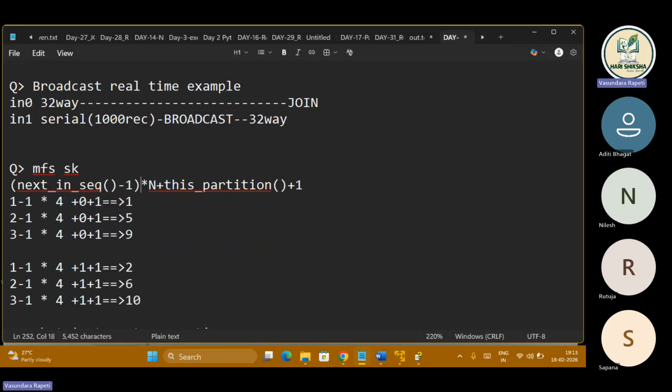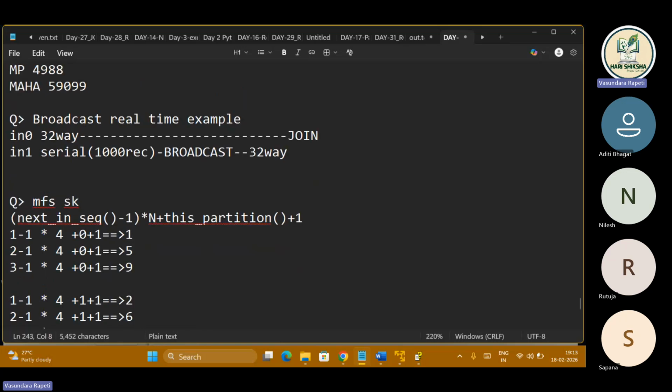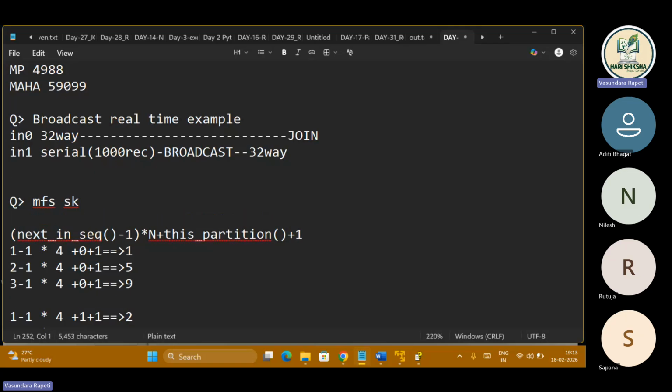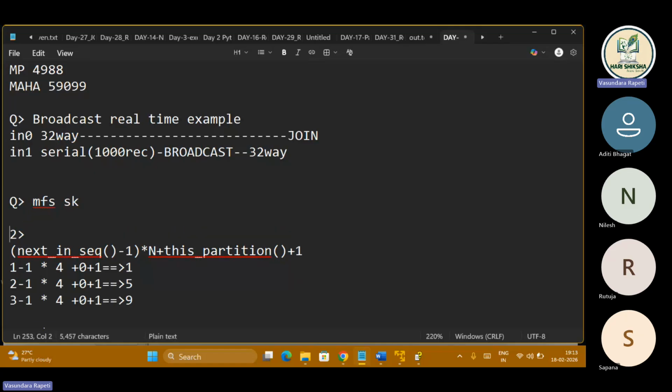Keyboard. Yes, this is the function for generating surrogate keys. Otherwise, the assign key component is also there. By that also you can generate a surrogate key. One way is this, and one way is assign key component, or assign key subgraph.